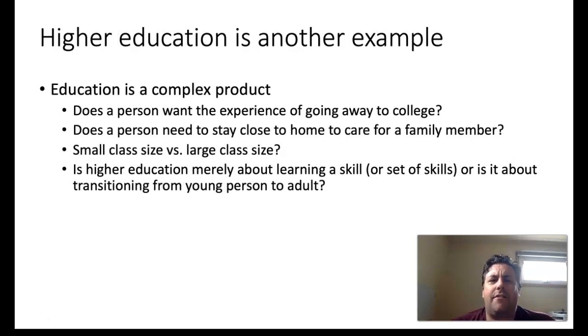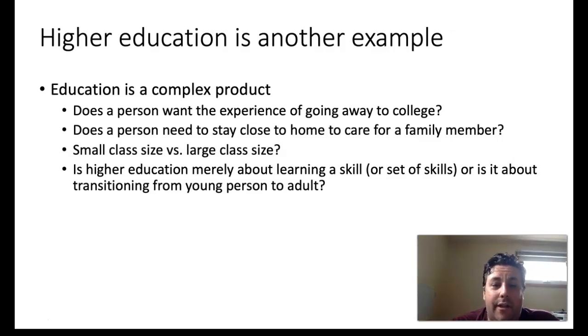So higher education is another complex product that's a good example of something that's not really suited to traditional rules of supply and demand. So, take, for example, higher education. Does a person want the experience of going away to college, or do they need to stay home, to care for a family member, to work, or something like that?